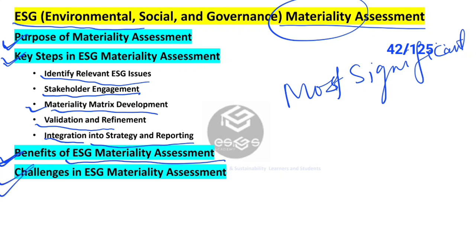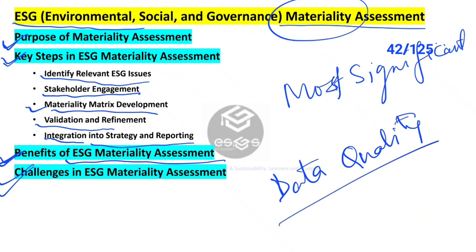Last is what can be the challenges in materiality assessment. Like data quality. Data quality is the main issue: ensuring accurate and reliable data on ESG performance metrics and impacts. This is the most important challenge. Complexity: managing the complexity of ESG issues across diverse geographical locations, business units, and supply chain. Also, one more challenge is adapting to evolving regulatory requirements, stakeholder expectations, and emerging ESG trends in the market.